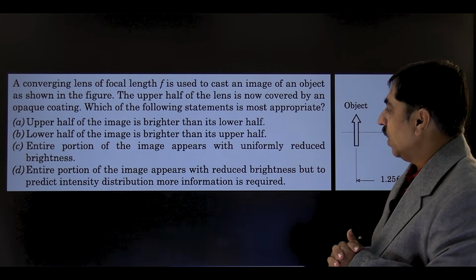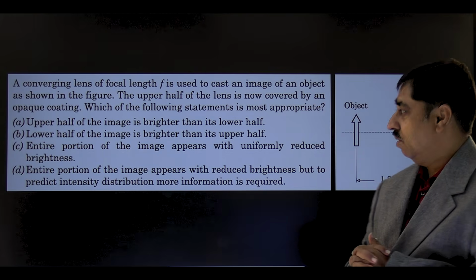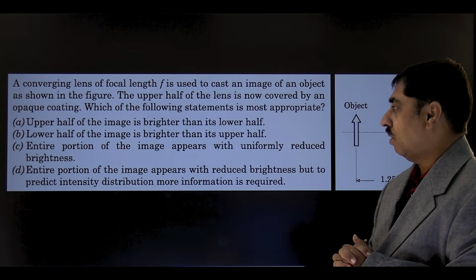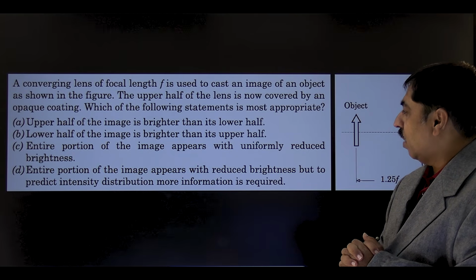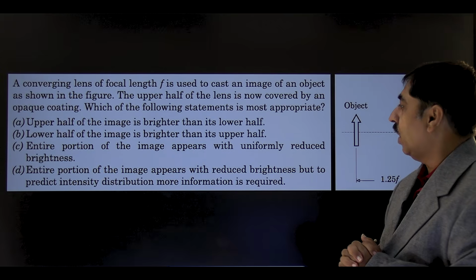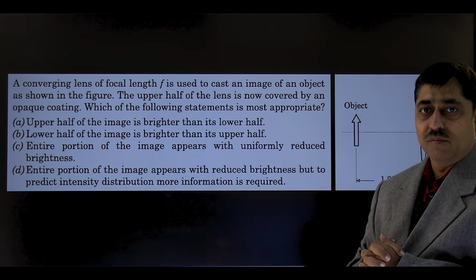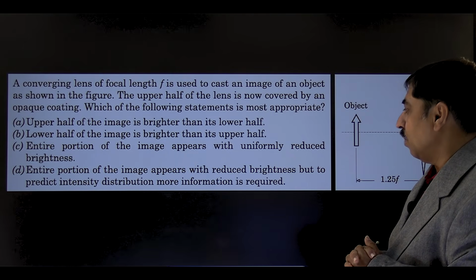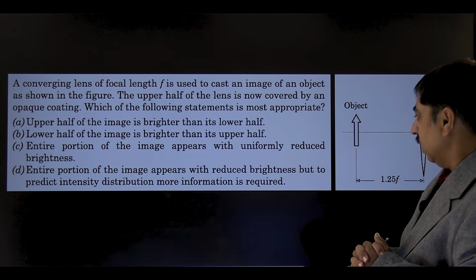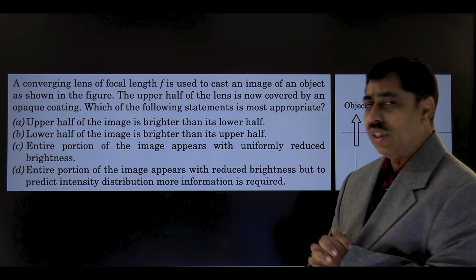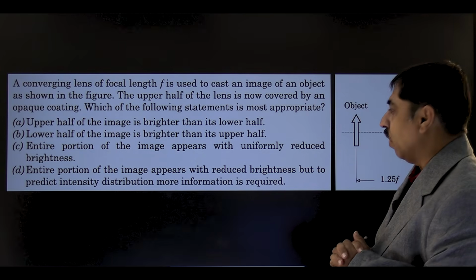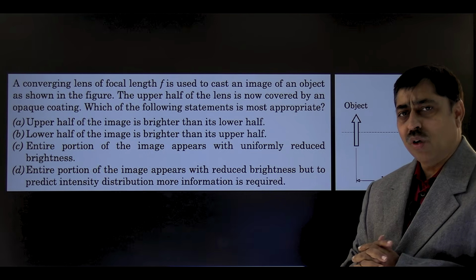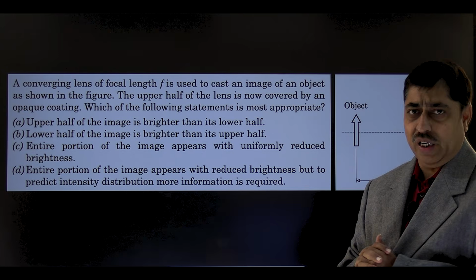The upper half of the image is brighter than its lower half. Lower half of the image is brighter than its upper half. Entire portion of the image appears with uniformly reduced brightness. Entire portion of the image appears with reduced brightness, but to predict intensity distribution, more information is required. Which is most appropriate? That is what we are supposed to decide.